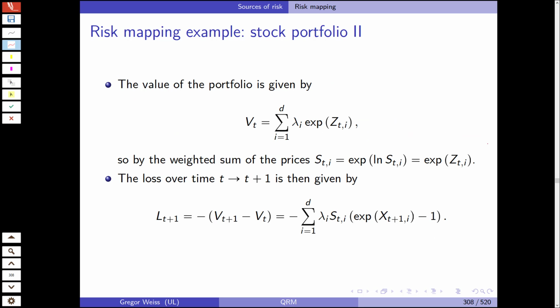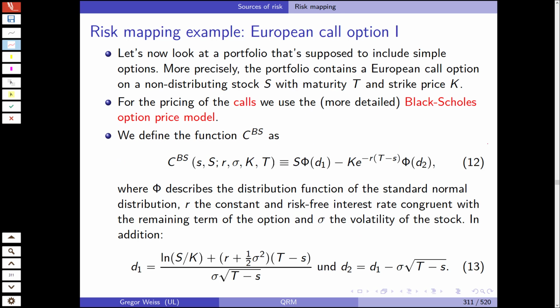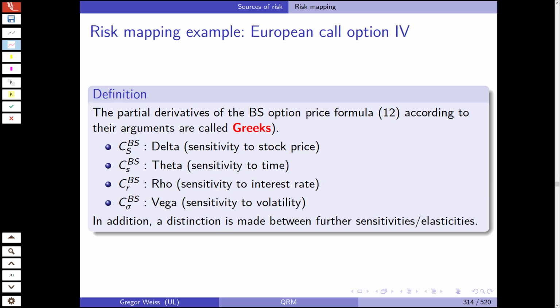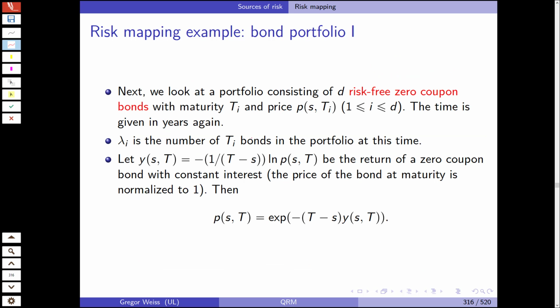Now, in the case of a stock portfolio, it's rather simple. It's quite challenging in the case of a European call option. In order for you to understand this, you need to know the Black-Scholes option pricing model. So please look this up at home if you're not familiar with it, so that at least you know what the pricing formula we are using here is all about, and what a European call option is. With the bond example, it's actually quite simple. We have different risk-free zero coupon bonds, and we include these in a portfolio and then look at the risk factor and the risk mapping.